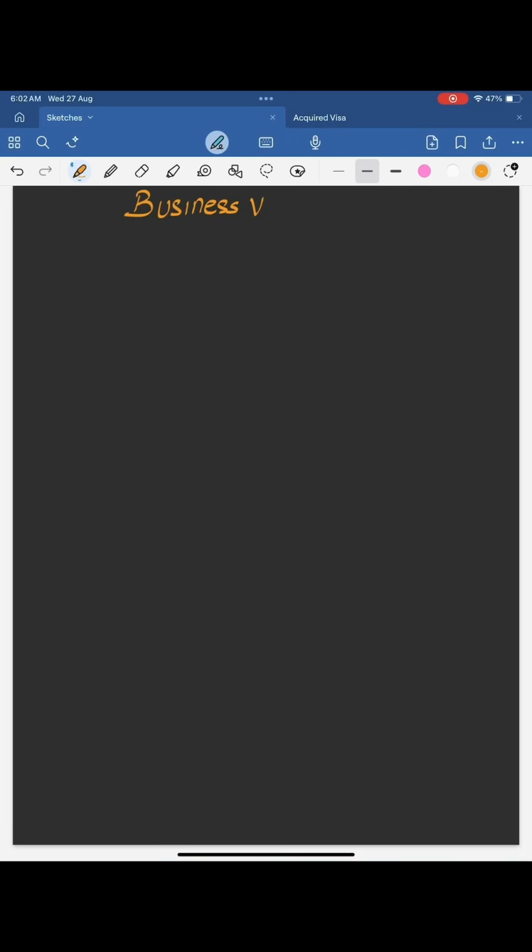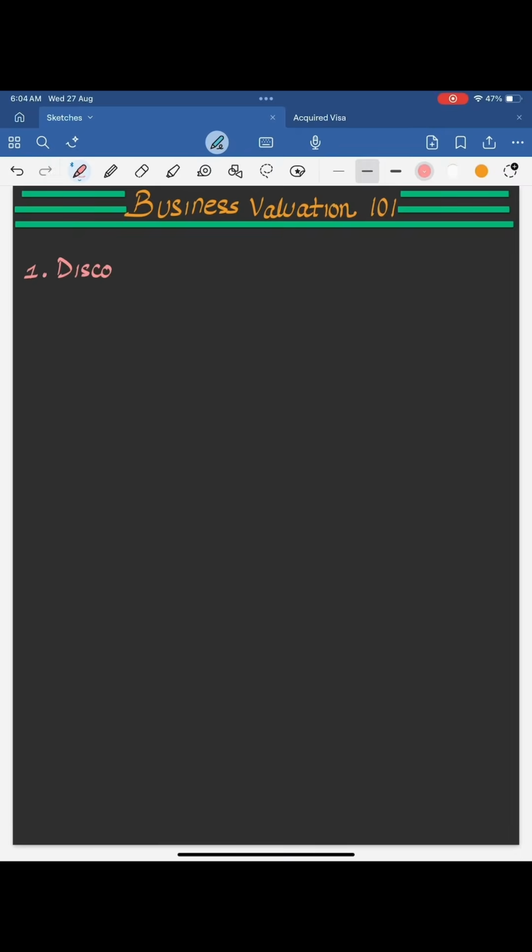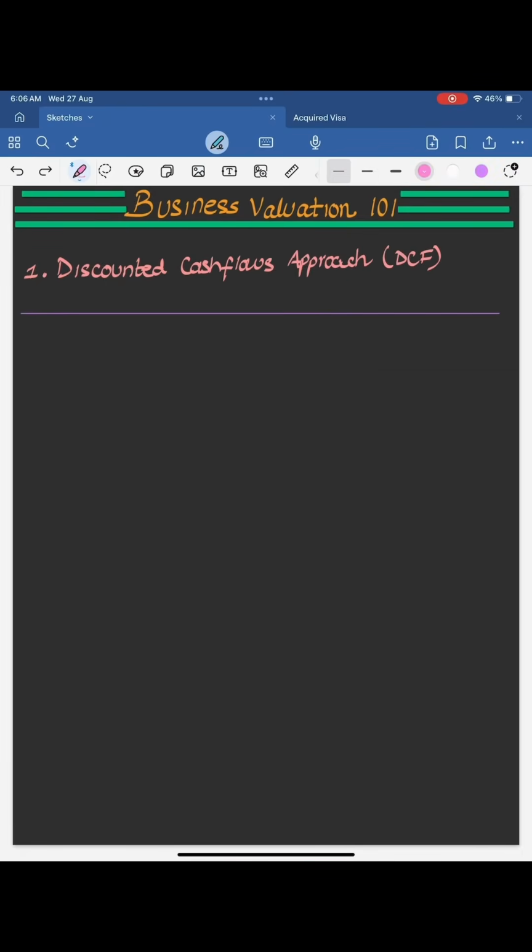Hey folks, let's talk about business valuation today, the basics of business valuation. So there are two broad approaches. One is the discounted cash flow approach, which is also commonly called the DCF. In this approach, what you do is that you plot future cash flows for a business, let's say year 1 to year 5, and then you discount all the cash flows earned in those future years to the present value.